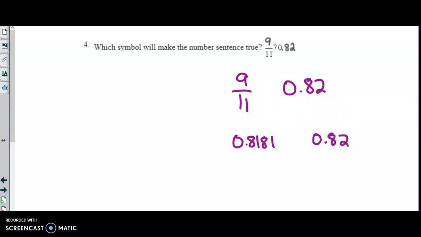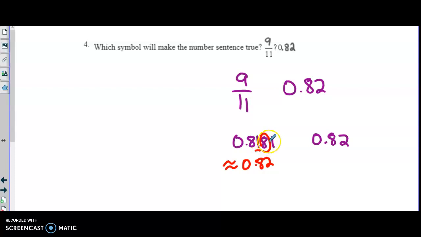And then I'm going to ask myself, okay, are they equal or is one bigger than the other? And in this case, they're definitely not equal. They're really close together, but they are not equal. If we thought about rounding this, we would look at the number behind it, and that would make it round up to 0.82. So they're very close, but that does not make them equal.